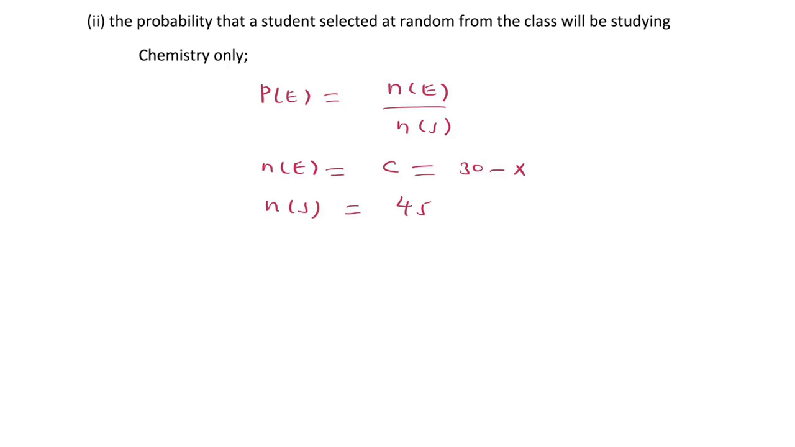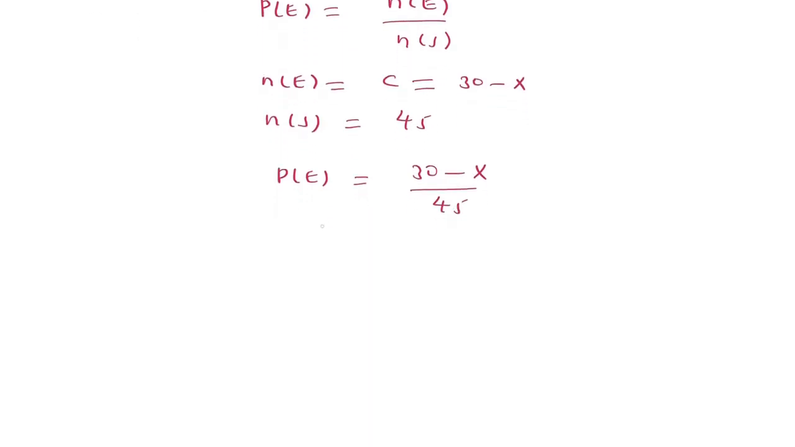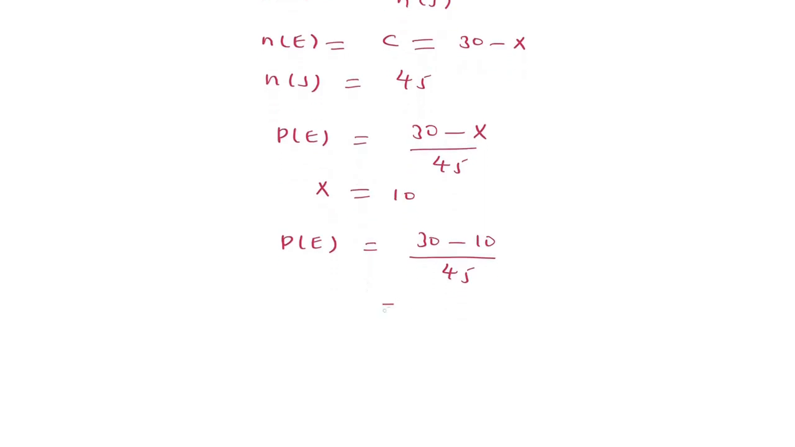Then let us apply these values into our formula. Then we are going to have probability equals 30 minus x over 45. Let us now substitute the value of x equals 10. Then the probability of the event is going to be 30 minus 10 over 45. Solving this, we are going to have 20 over 45. Simplifying this further, we are going to have 4 over 9. And this is the probability required.